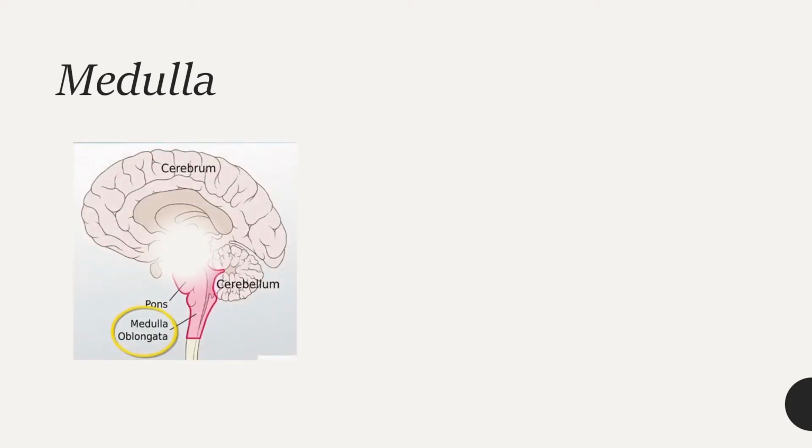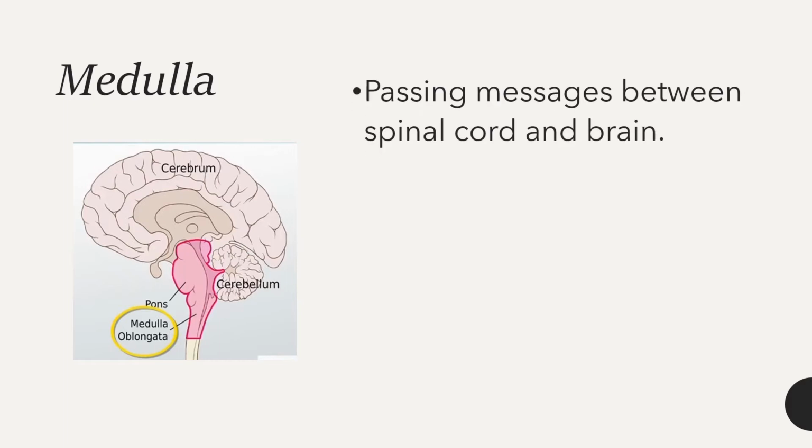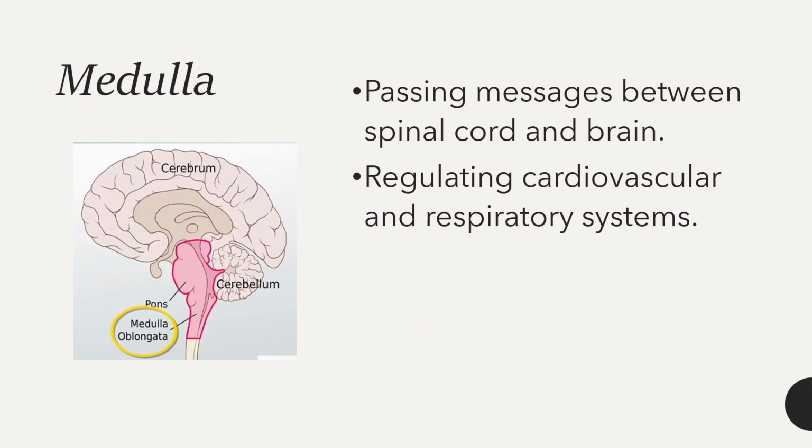Okay, now let's move to the medulla or medulla oblongata. Here you are given the diagram of the medulla oblongata, and let's see what are the functions of the medulla. The main function of the medulla is passing messages between the spinal cord and the brain. So it connects the brain and the spinal cord. And also another main function of the medulla oblongata is to control the involuntary functions of our body like the cardiovascular system and the respiratory system. Involuntary means the activities that happen in our body without our permission, without us knowing. They happen under the control of the medulla oblongata. Examples are the heartbeat and breathing.